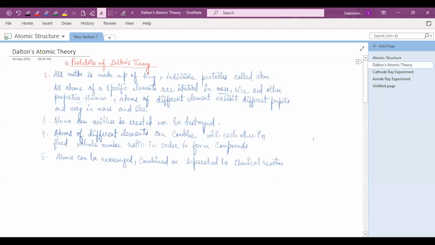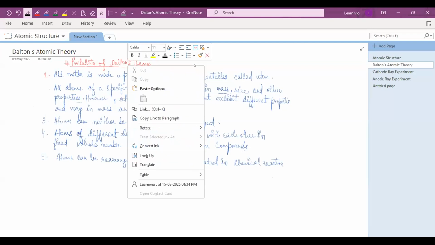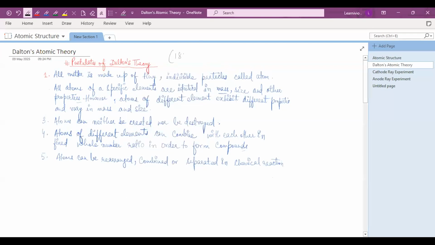Okay, let's move to the Dalton's atomic theory. Yeah, he gave this theory and it is based on the nature of matter, right? And this theory was given by Dalton in 1808. 1808, remember the date.